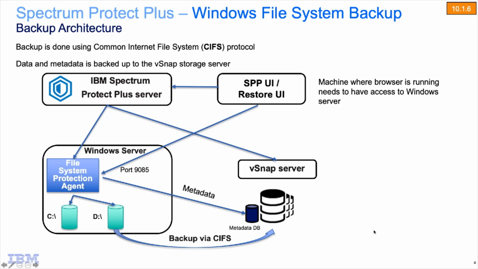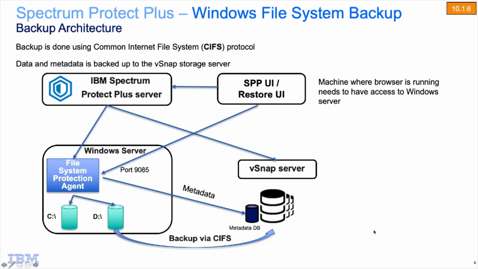It's recording what's already been backed up and what will be backed up so that we can do an incremental forever methodology on this file system, or the file systems on the Windows server. The data for the backup and the data for the files is also going to be stored on the vSnap server, and that is going to happen via a CIFS share.